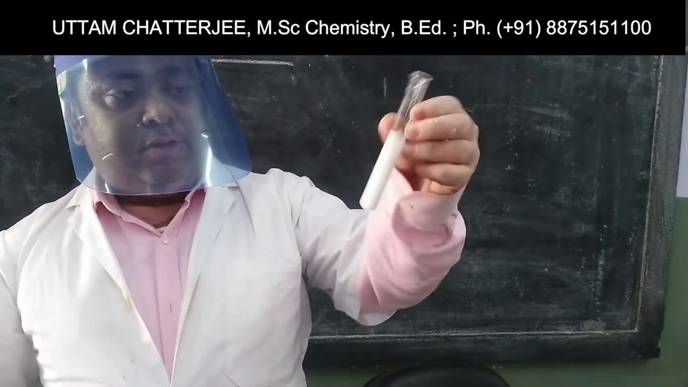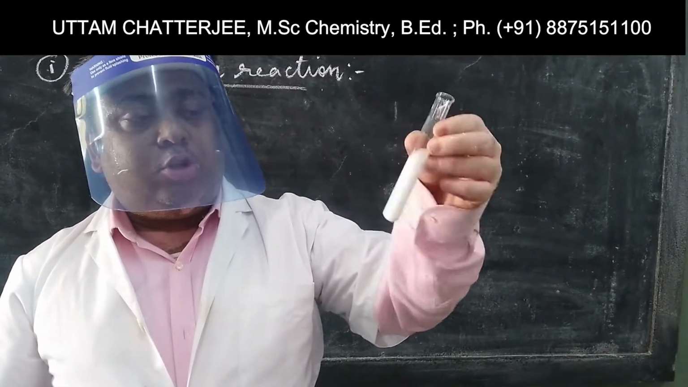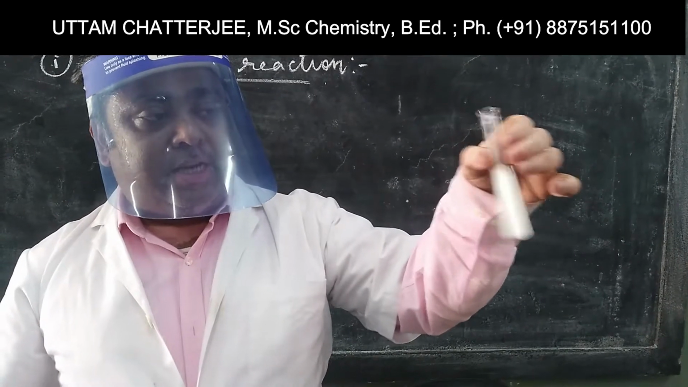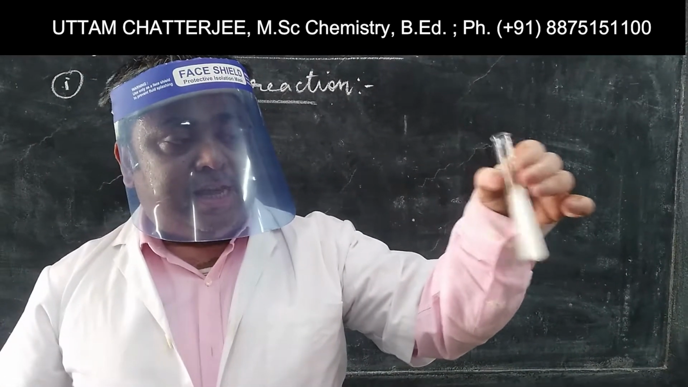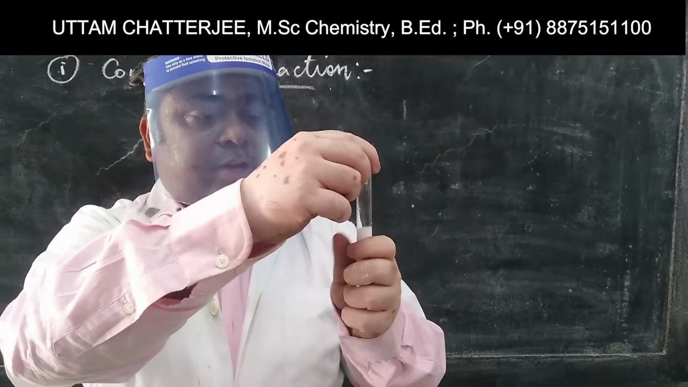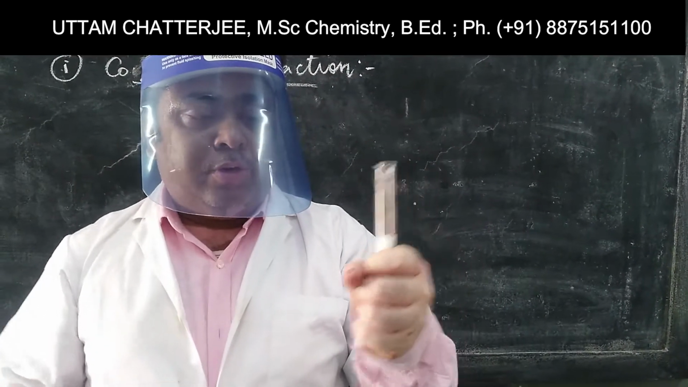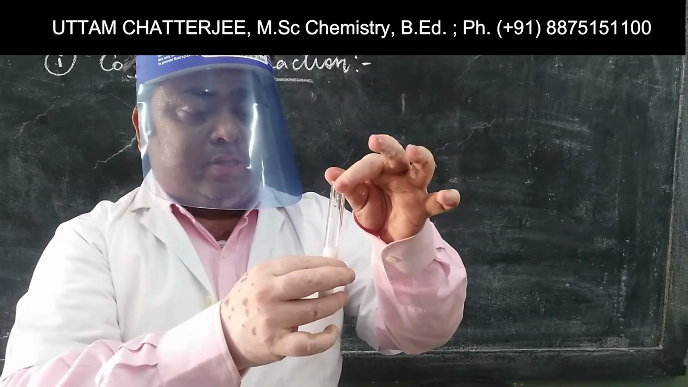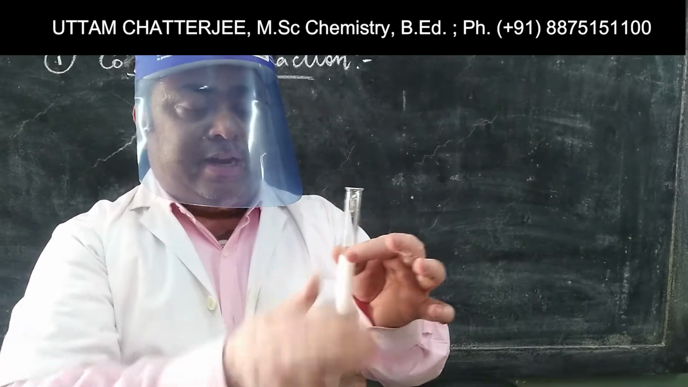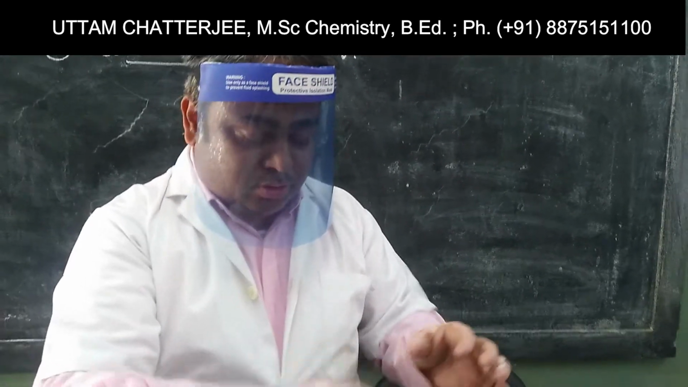On putting water, we find a solution in which some insoluble substances are there. That means calcium oxide is not completely soluble. What is happening? I am feeling it warm. I cannot make you feel it in the video, but I am feeling it warm because calcium oxide in water forms calcium hydroxide and heat starts evolving out.